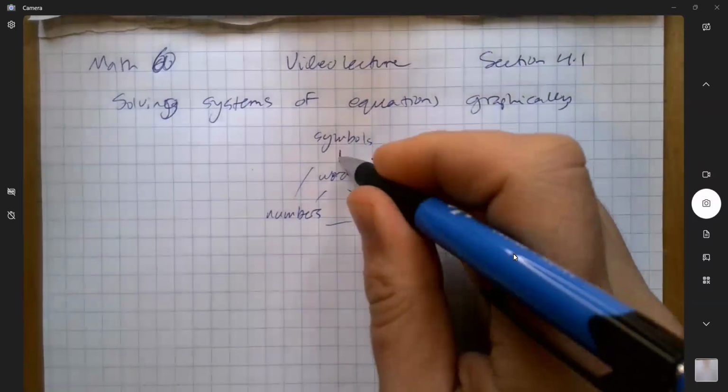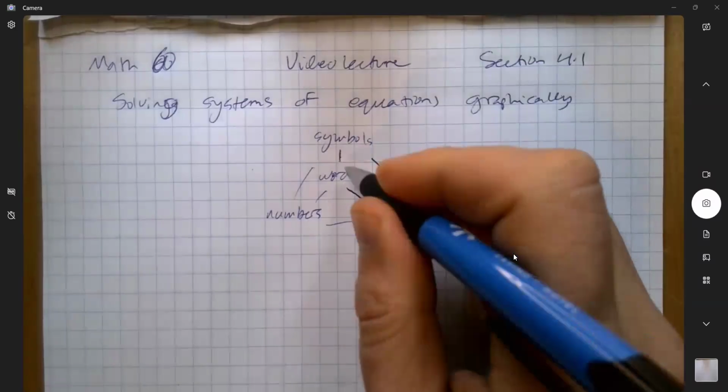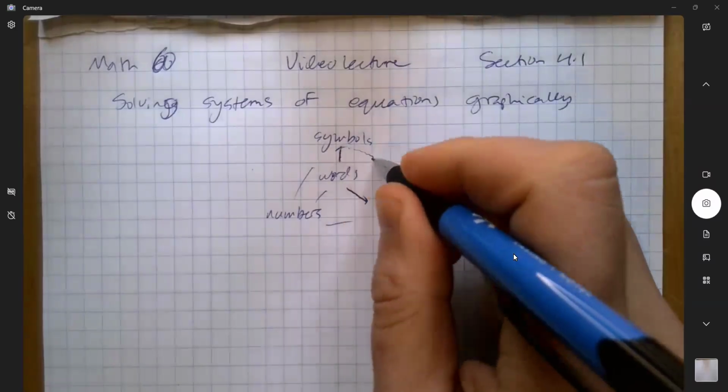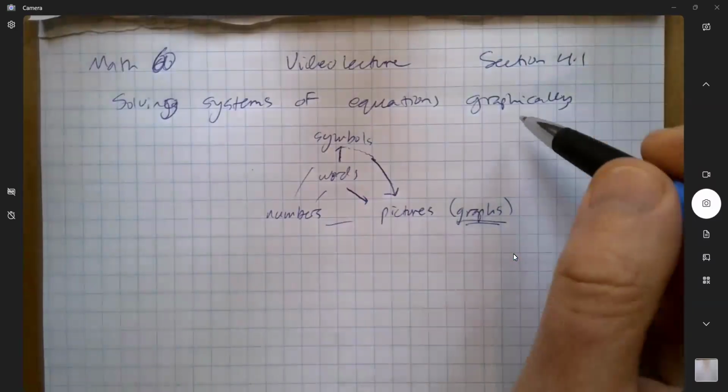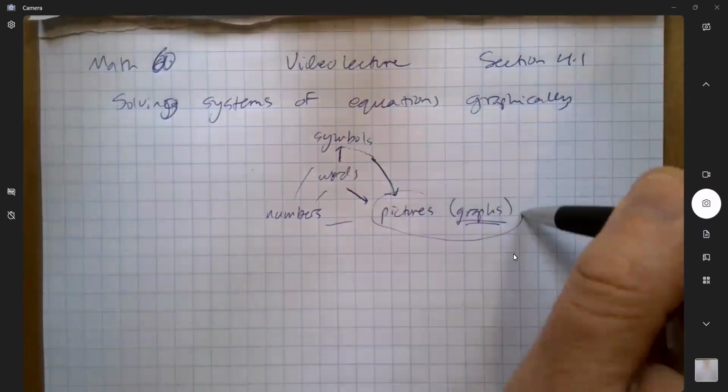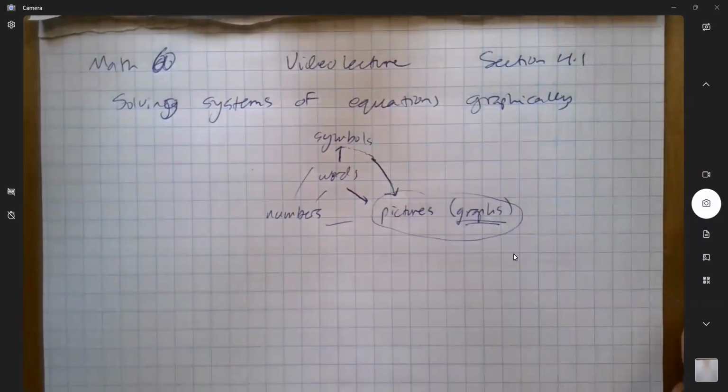Sometimes you start with a word question, and you may be able to go straight to graph, or maybe you go up through symbols and then down to graphs. But the idea in this section is really focusing on using our graphs to help us solve systems of equations.